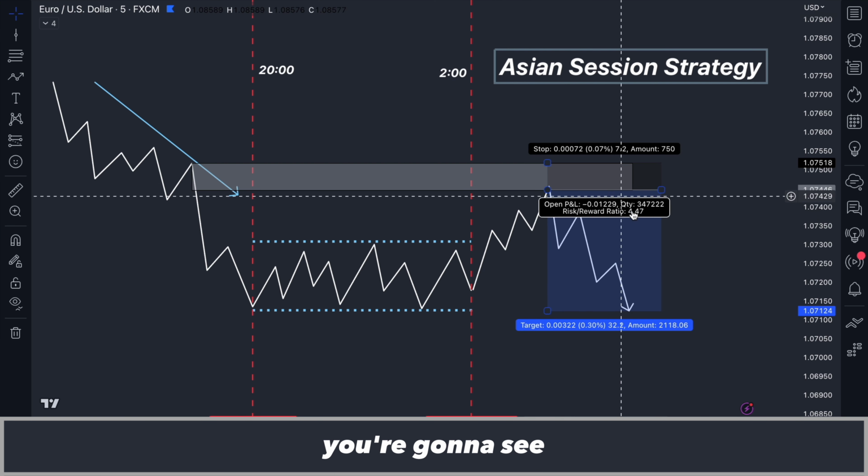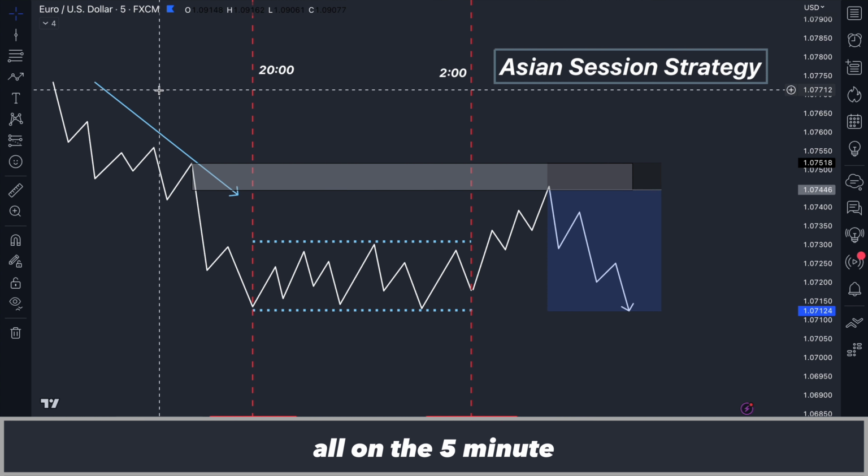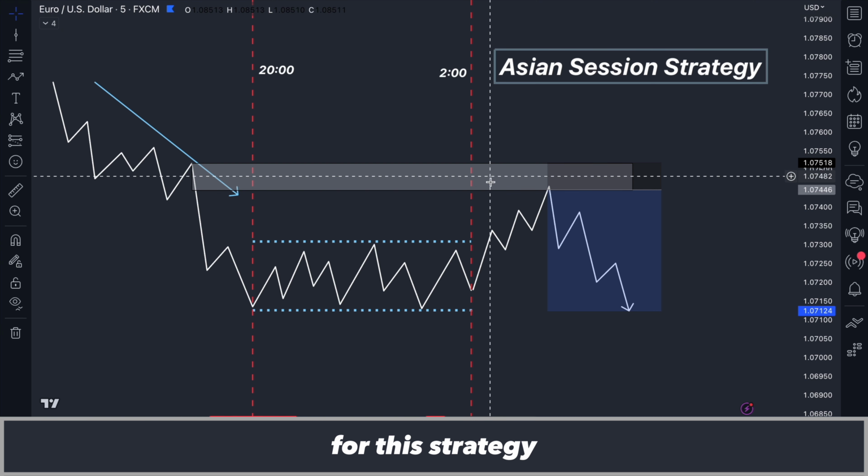And when we get into the chart, you're going to see just how powerful this strategy really is, because over just the last few days, as I said, it's given really nice setups, all on the 5-minute. And in this case, I'm just using Euro USD. It's a good pair to practice on. It's got a lot of trading volume, so a lot of liquidity, which does make it ideal for this strategy.